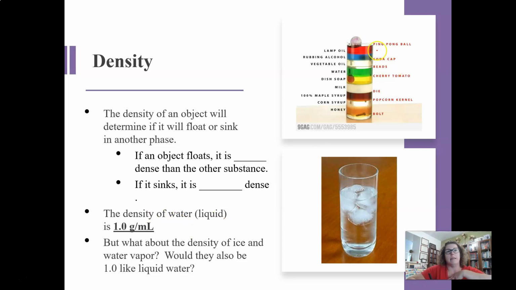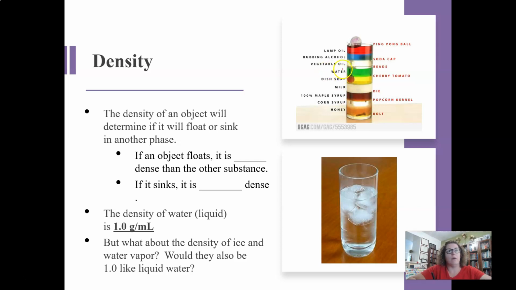An example of this: I like to do this lab in my class where I take different types of liquids and put them in a cylinder or some type of vase, and you'll notice that they sit on top of each other. Now, why do they not mix? Well, that's a topic later in chemistry called polar versus nonpolar. But why do they sit on top of each other in a certain order? Well, that has to do with density.